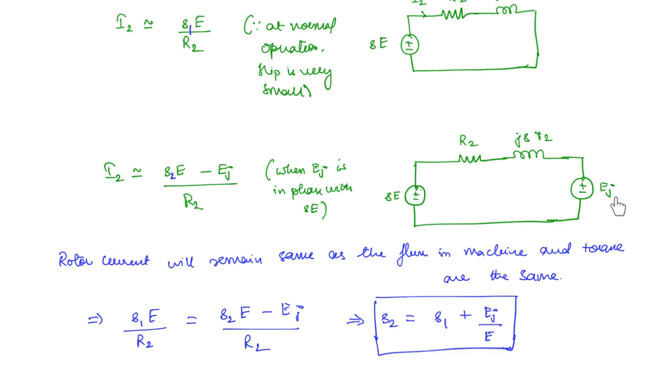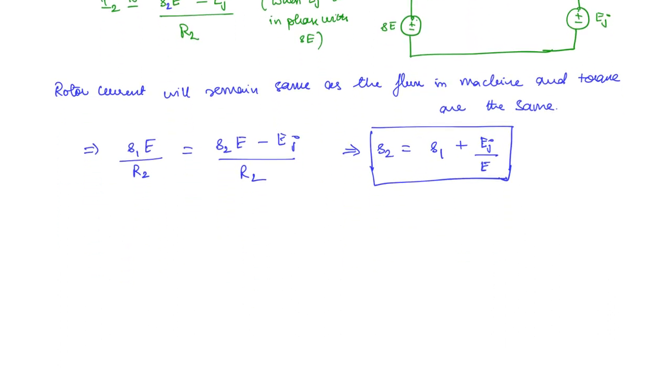So when we are injecting a voltage, there will be a change in the slip. Now if Ej is positive, then slip will increase, and what will happen to the speed? It will decrease. If Ej is negative, then slip will decrease and speed will increase. So this is how you are able to achieve the speed control.